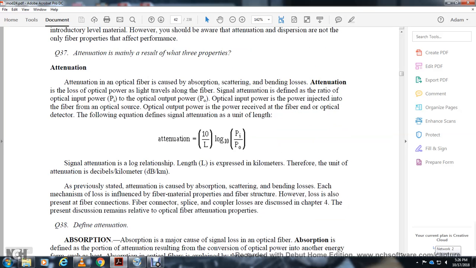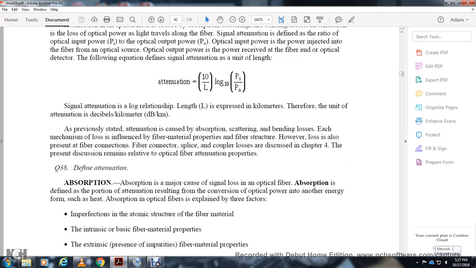As previously stated, the attenuation is caused by absorption, scattering, and bending loss. Each of these mechanisms is influenced by the fiber material properties and the fiber structure. However, loss is also present at fiber connectors and splices. The coupler loss is discussed in chapter 4, but the present discussion is limited to the optical fiber attenuation properties.